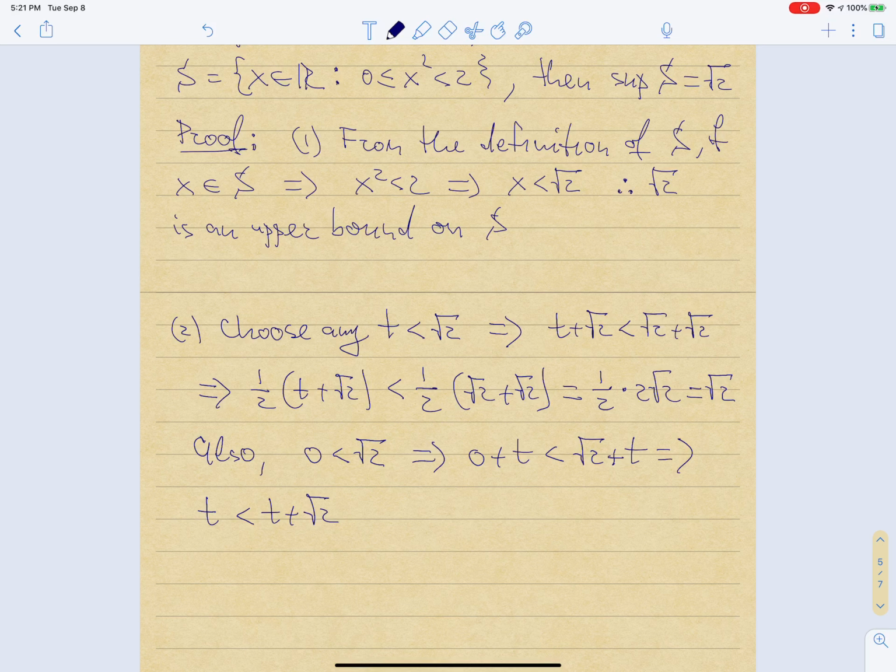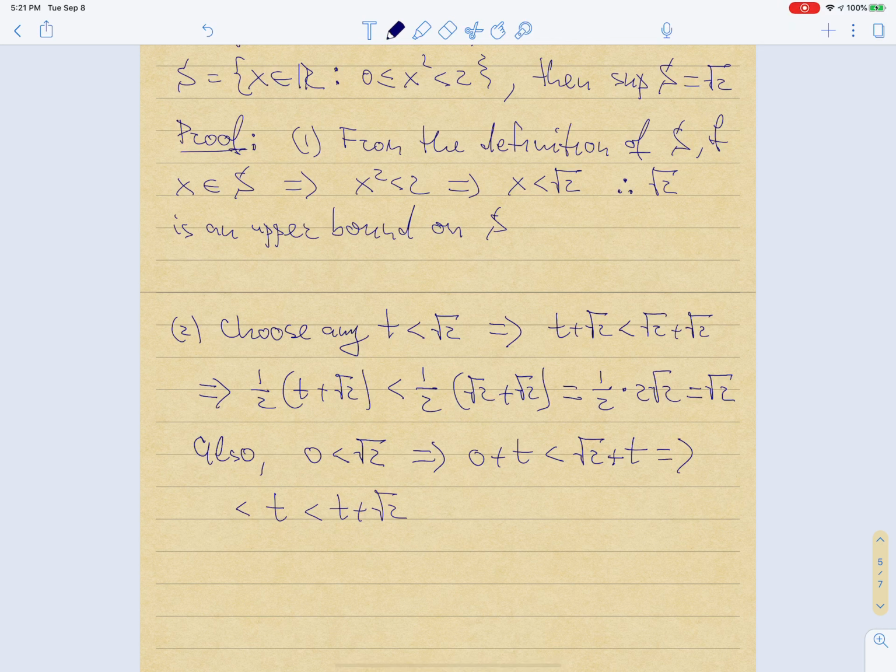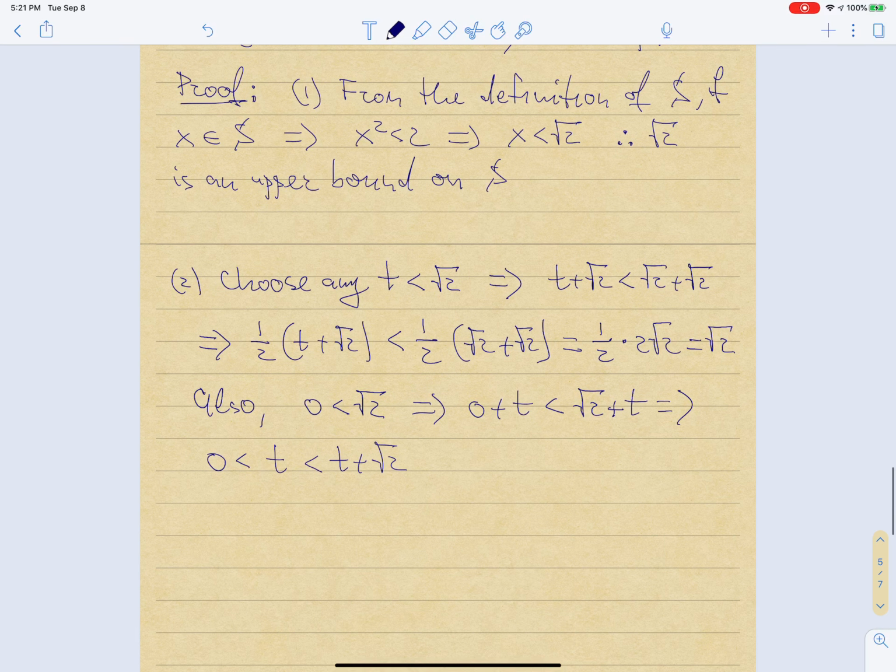So what we find here, and actually t was a number greater than 0. So in addition to this, would be greater than 0. Well, so what have we got? So then I have this inequality here, and I have this inequality.